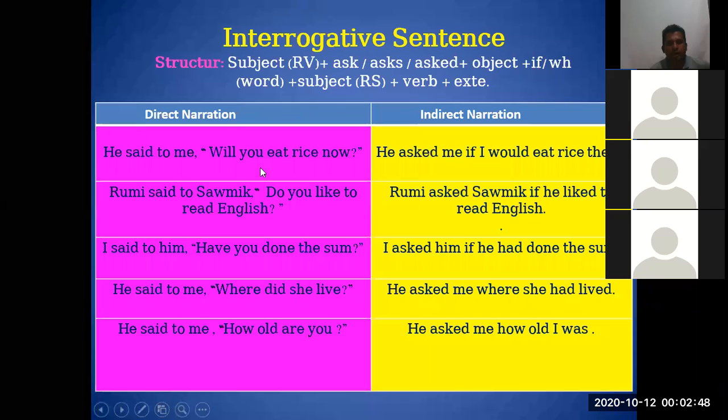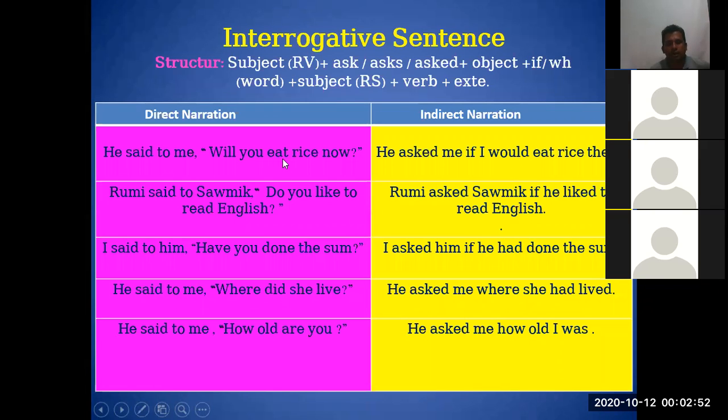So here you is converted into I, will is changed into would, and it is unchanged.